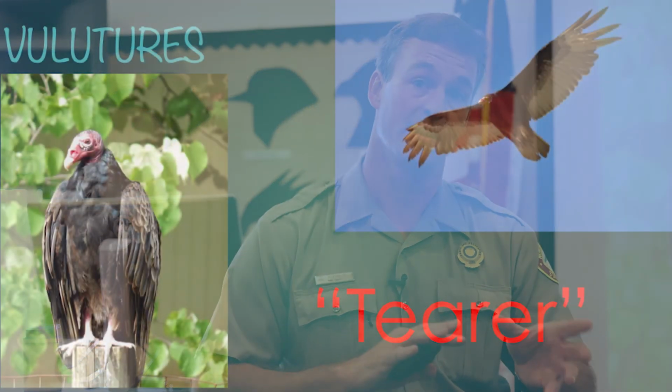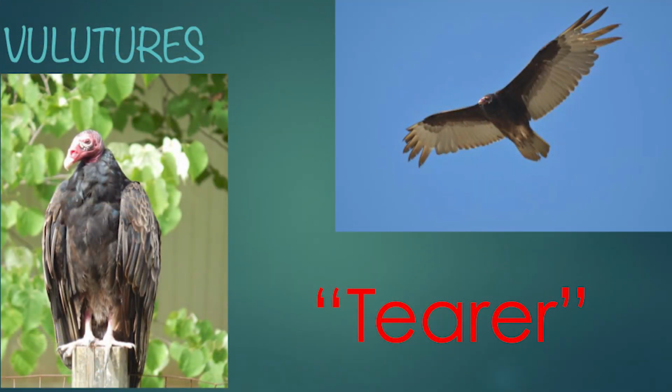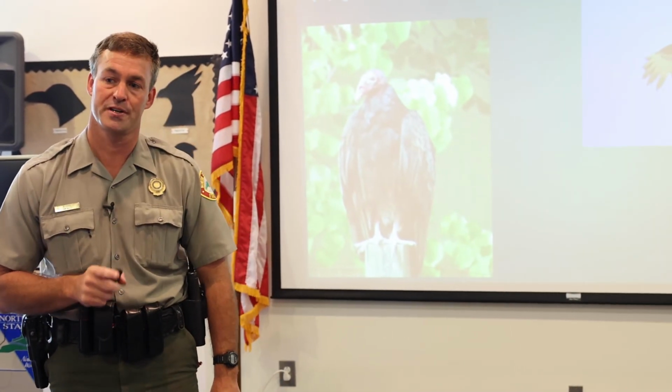Now, vultures, this is the bird I was talking about earlier that may be misidentified with an eagle. They have very similar body types when they're in flight. Vultures, in my opinion, really do have one of the prettiest flight patterns. They're excellent soarers. And why do you think that is? What do you think one difference is between vultures and most other birds?